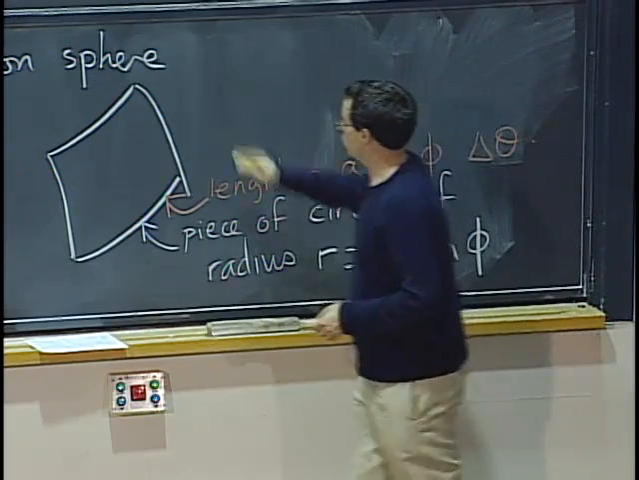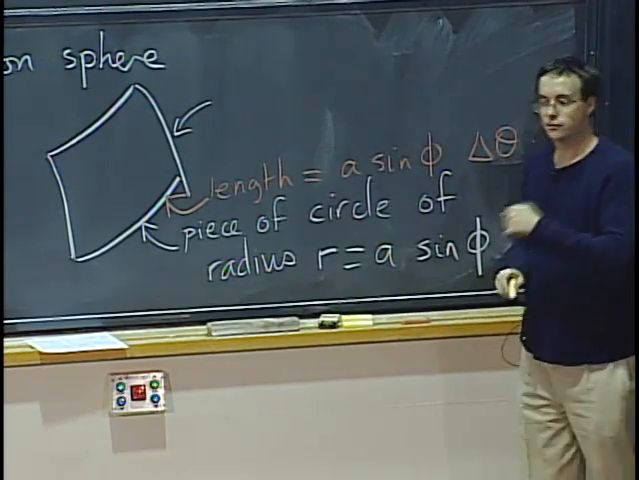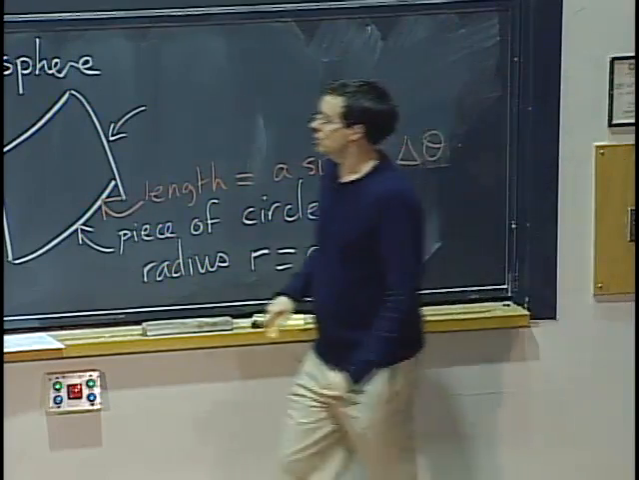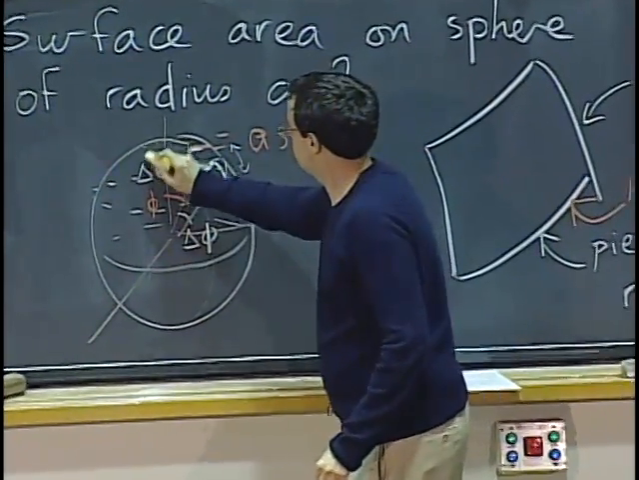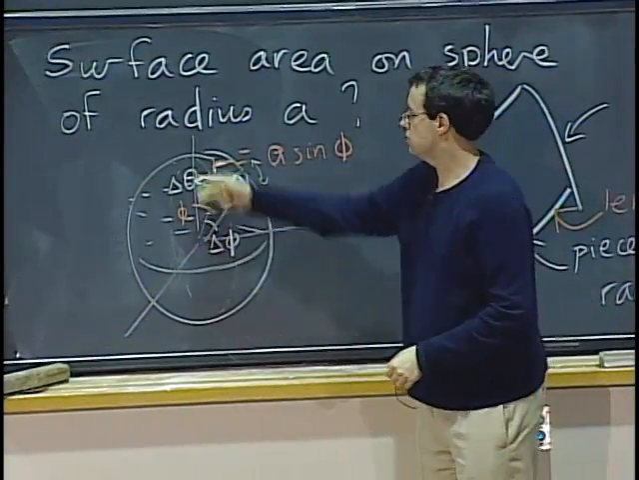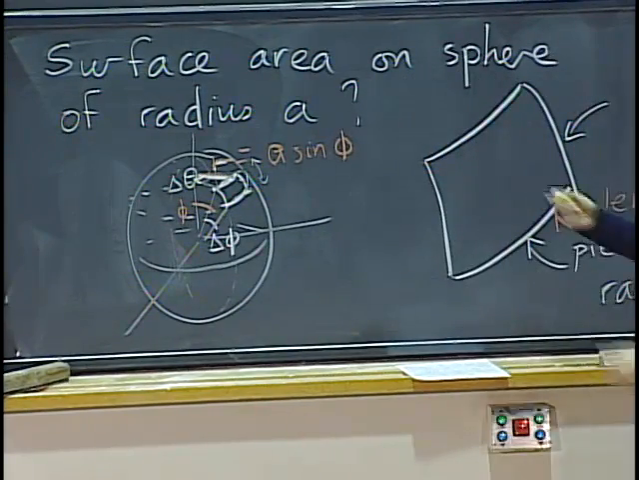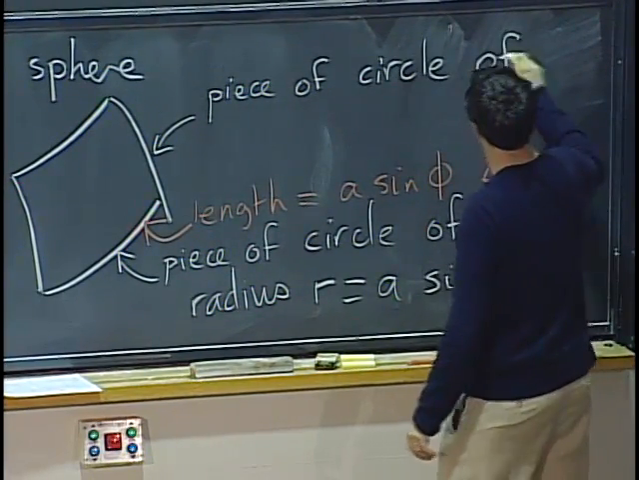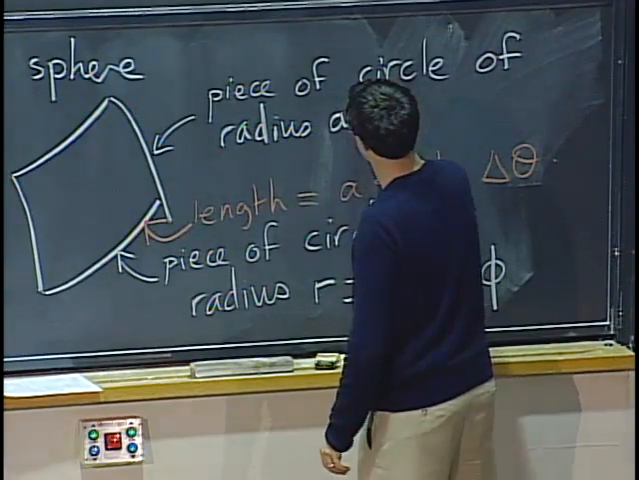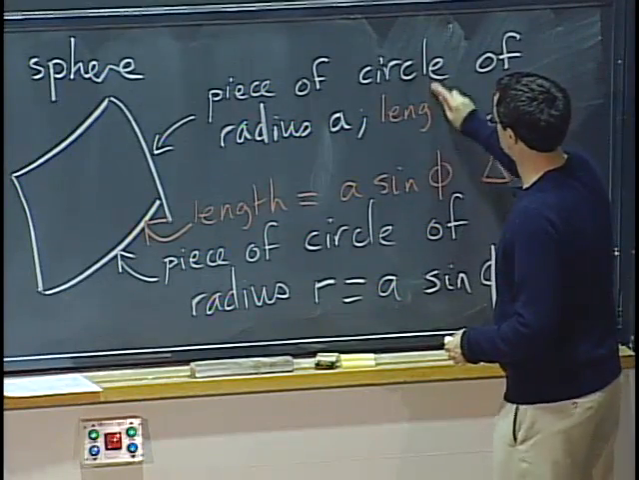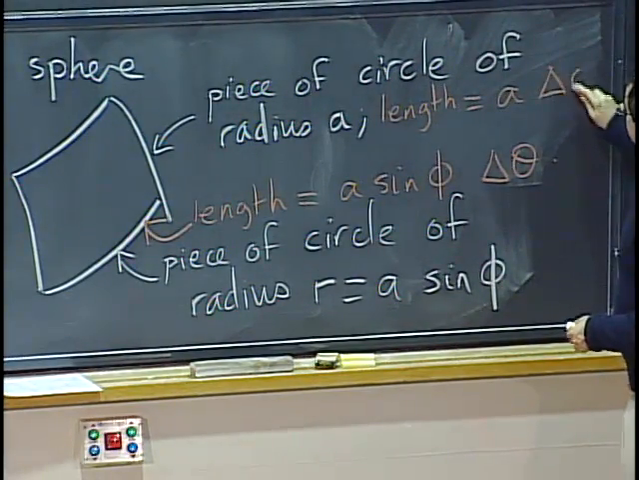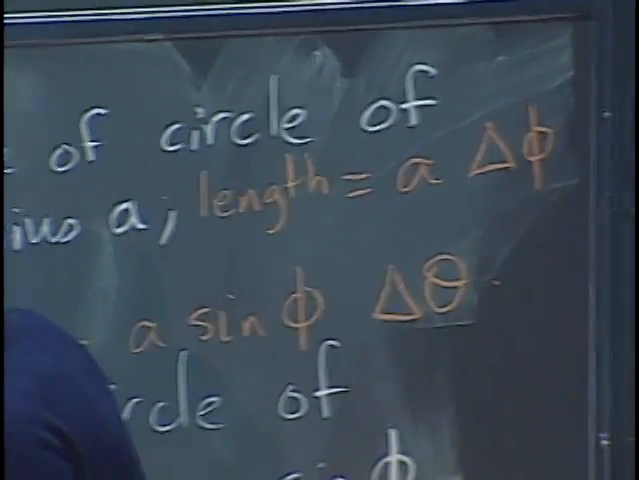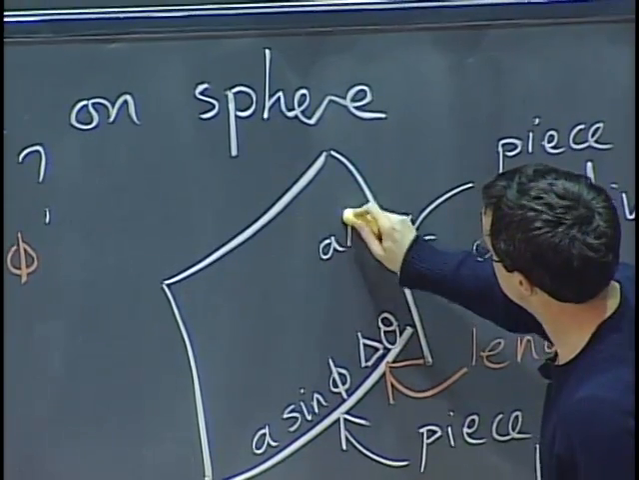Now, what about that side, the north-south side? Well, if you're moving north-south, it's not like east-west. You always have to go all the way from the North Pole to the South Pole. So that's actually a great circle, a meridian, where the radius is the radius of the sphere. Total length is 2 pi a. So this is a piece of a circle of radius a, and so the length of this one is going to be a delta phi. Okay? So just to recap, this is a sine phi delta theta, and this guy here is a delta phi.